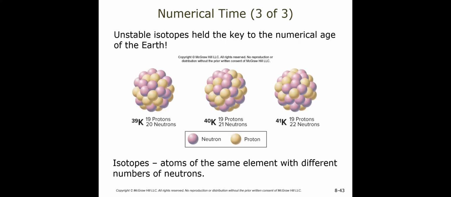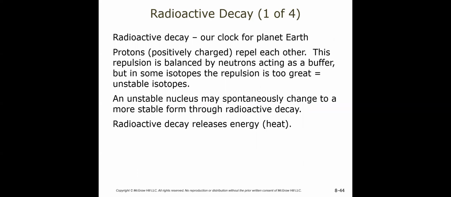What about isotopes? Unstable isotopes hold the key to the numerical age of the Earth, because certain radioactive elements, uranium, plutonium, you know these words here. Here we have examples of potassium, which decompose at a set known rate. So if we watch these radioactive atoms decompose, we can tell how long they've been decomposing, and then dial it back to tell how old the rock was when it was formed, because it formed with fresh atoms and then decomposed over time.